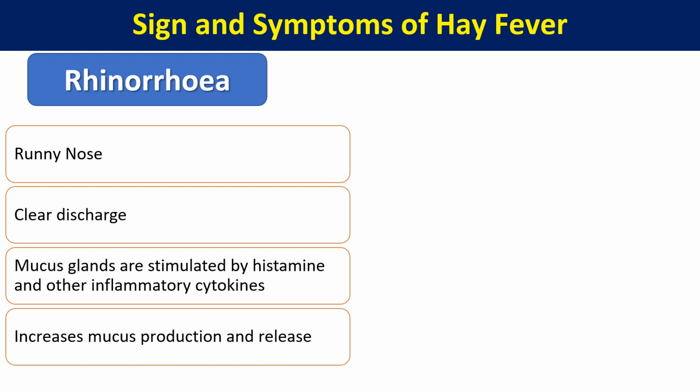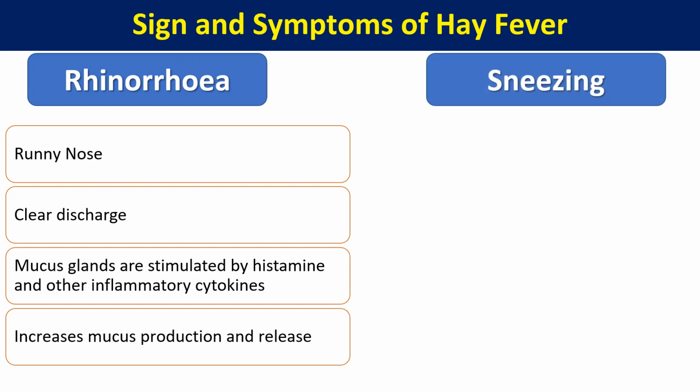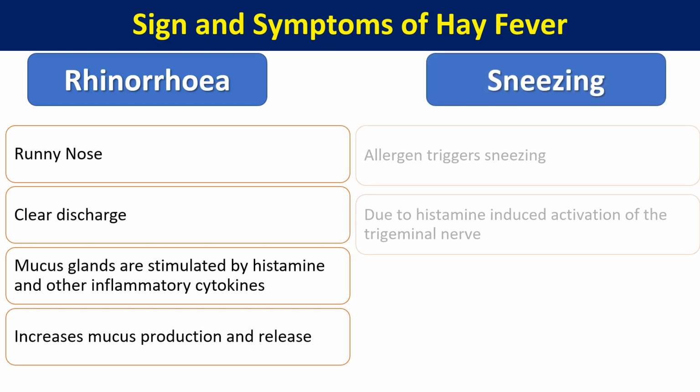Mucous glands are stimulated by histamines, which are produced from mast cells, or other inflammatory cytokines like IL-4 and IL-13. Because of these histamines and other inflammatory cytokines, mucus production will be there, and that is going to cause rhinorrhea.